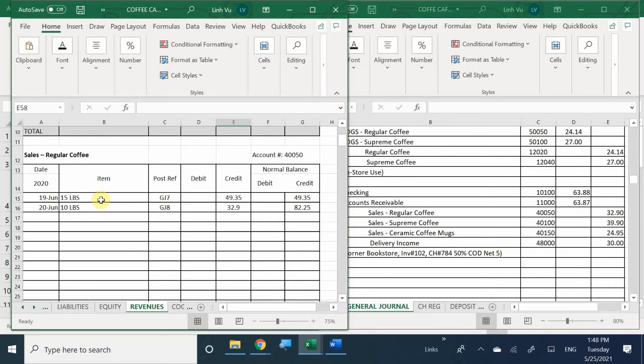What was the formula for the regular coffee? We have the balance before of 49.35. And then for the 82, it was the 49.35 minus debits plus credits. That's correct. Yes, that works just fine as well. Plus credits, 82.25.